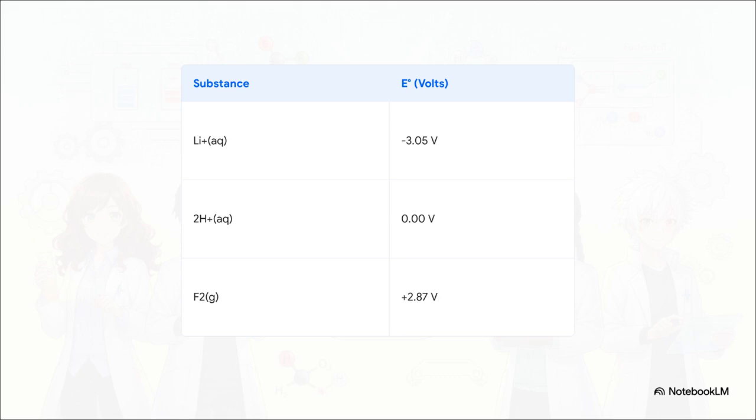Then contrast that with fluorine down at the bottom at positive 2.87 volts. Fluorine is an absolute powerhouse of an oxidizing agent. It is desperate to grab electrons and be reduced. By combining different elements from a table like this, we can calculate the exact voltage, or EMF, our hypothetical battery is going to pump out.